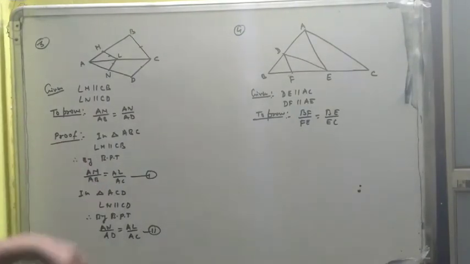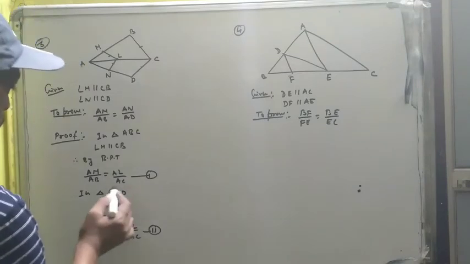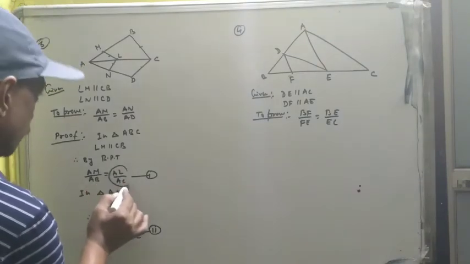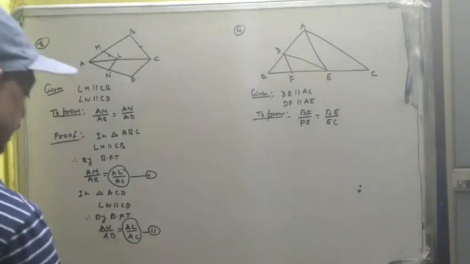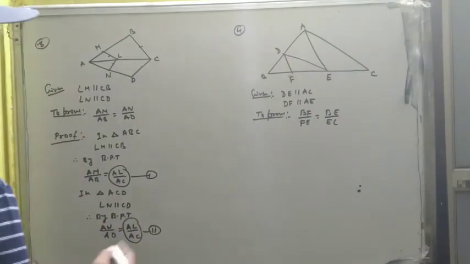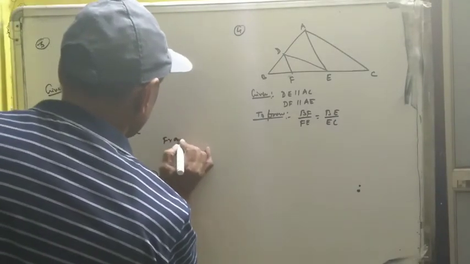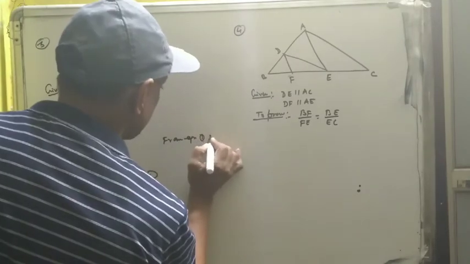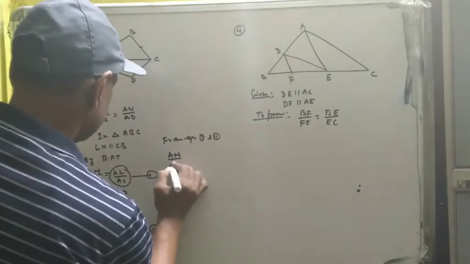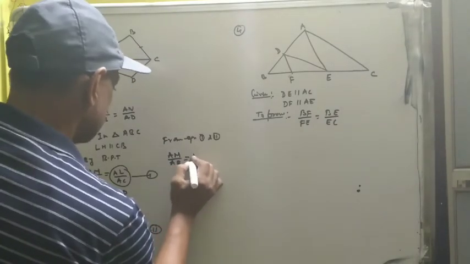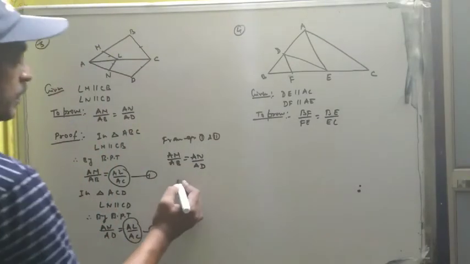Just see here in equation 1 and 2, the right hand side is AL upon AC, and here also AL upon AC. It means that the right hand sides are equal. So if the right sides are equal, then the left hand sides will also be equal. So we can write from equation 1 and 2, AM upon AB equal to AN upon AD. Let's see, it has been proved.